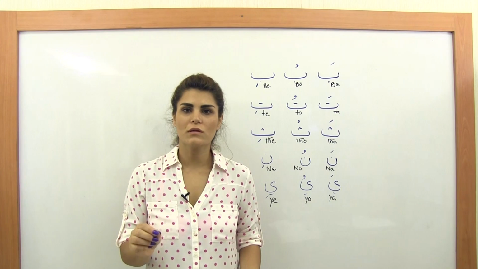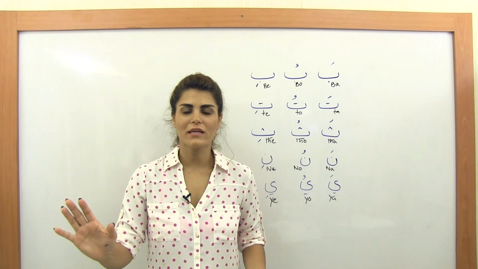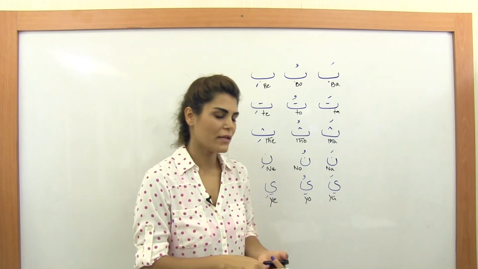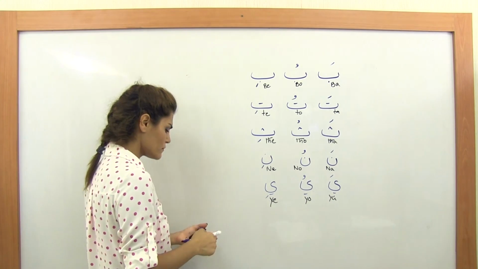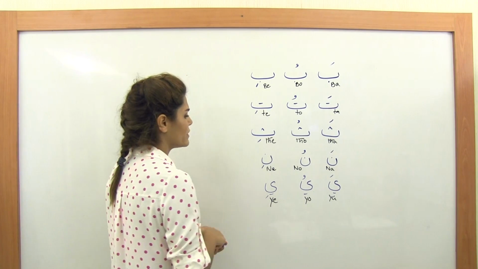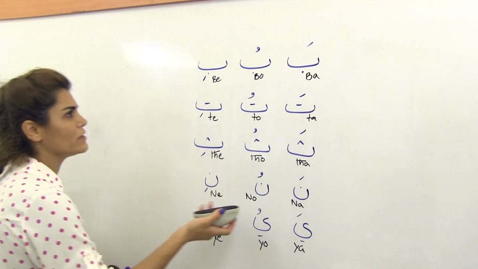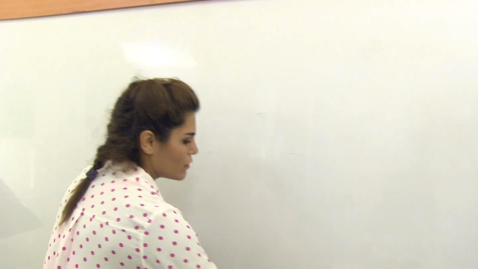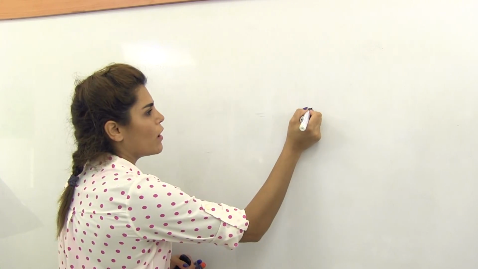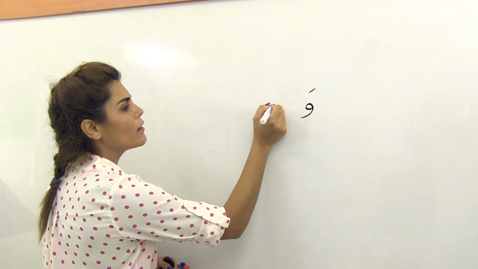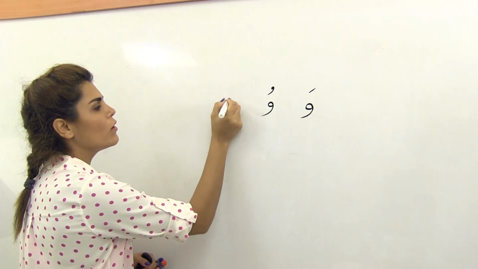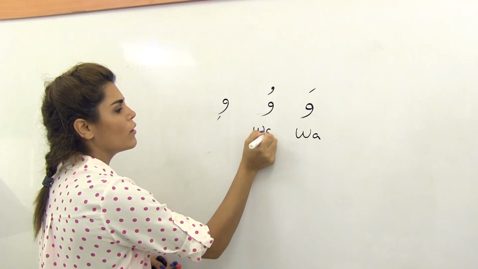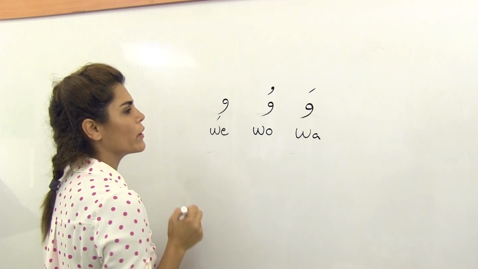Each letter in a word, no matter how many letters there are, has to take one diacritical mark, unless it's a vowel or a long vowel. The last letter not included in this family is the waw. The last one is waw: wa, wu, wi.